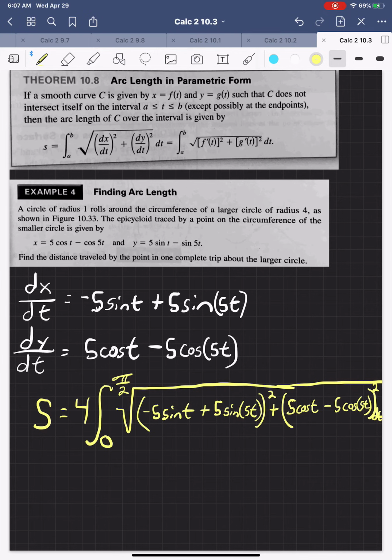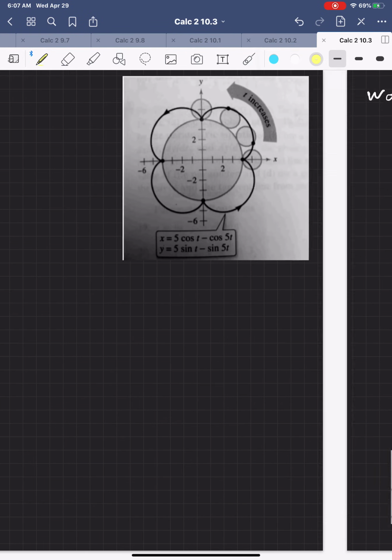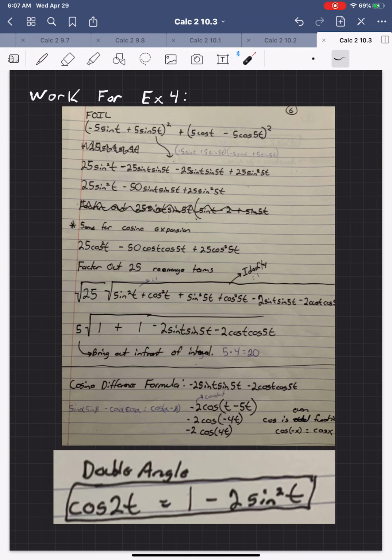Now, this is the part where I skip pages and show you a lot of little work. Feel free to pause it if you'd like, but if you want to integrate, you're going to have to get this a little bit nicer, so you're going to have to FOIL everything out and combine like terms.